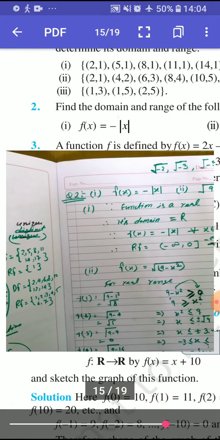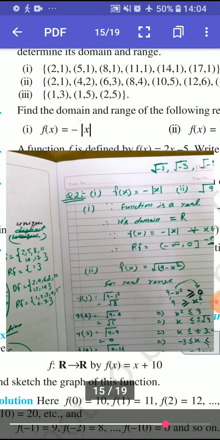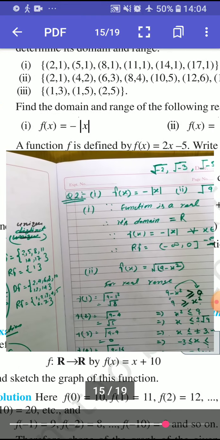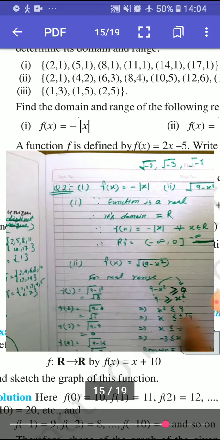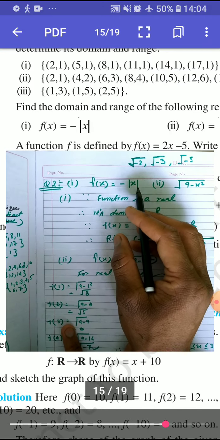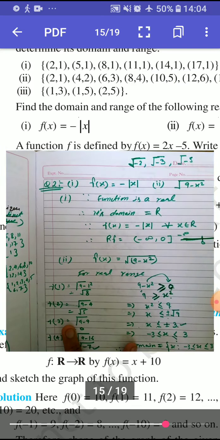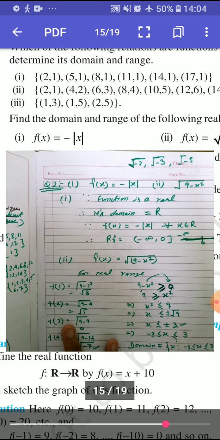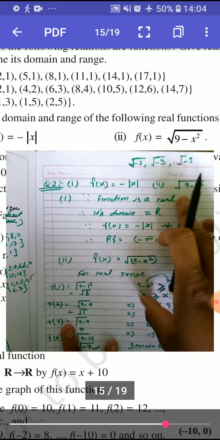In the second question, find the domain and range of the following real functions. This is a very important question: domain and range of a real function. The functions given to you are f(x) equal to minus mod of x, and the second one f(x) equal to square root of 9 minus x square.